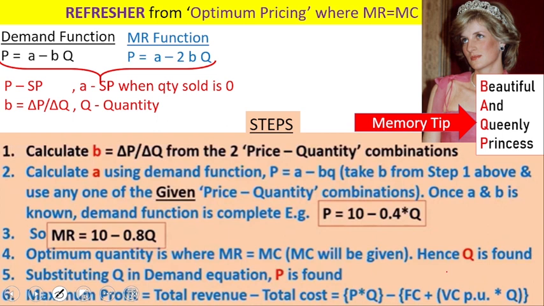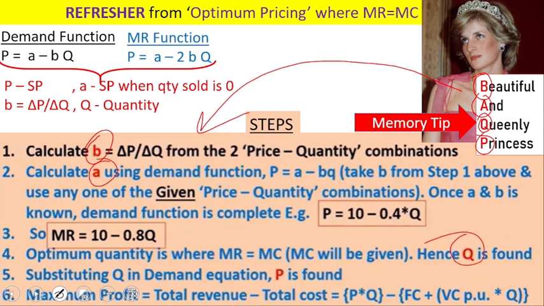Many students have said that once they cover the entire syllabus, they fail to recollect the steps. So this is the memory tip to remember the steps. Now, Lady Diana can be aptly described as a beautiful and queenly princess. So just see the first alphabets B, A, Q, and P. So this is how the steps work out. You have to first find out B, then A, then Q, and then P. So this will help you to recollect the steps for the examination.